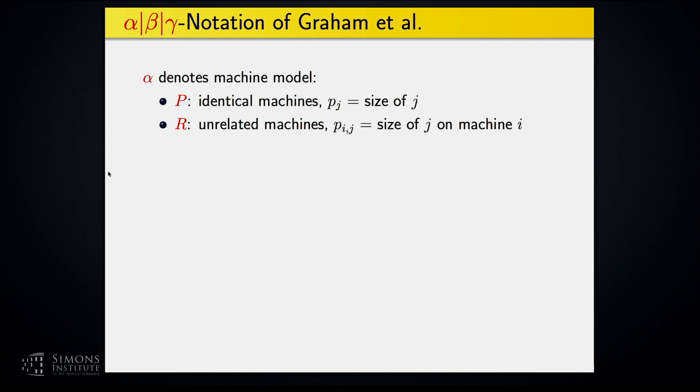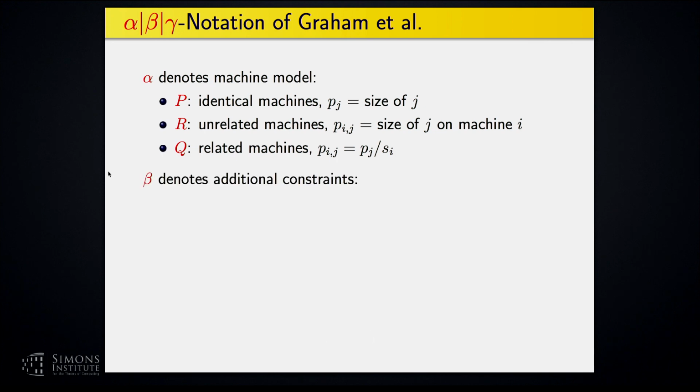Here, for every job j and every machine i, you have a Pij. That's the processing time of job j on machine i. This matrix P can be arbitrary. And in between, we also have Q, called related machines. In this model, every job has a size and every machine has a speed. So the processing time of job j on machine i is just Pj divided by Si, size divided by speed.